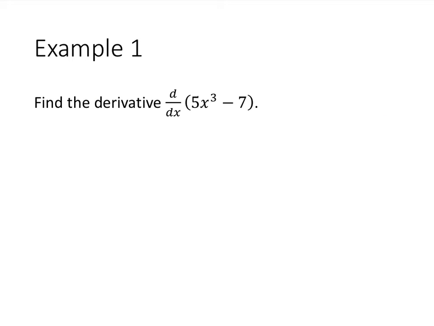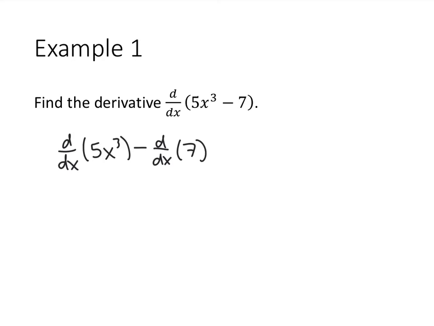Okay, so let's do an example. Let's put all of our rules together and take the derivative of 5x cubed minus 7. The first thing we need to notice is that we've got a subtraction. It's 5x cubed minus 7. So what we need to use is the difference rule. The difference rule says that you take the 2 derivatives separately. 5x cubed minus 7. So whatever the derivative of 5x cubed is, minus whatever the derivative of 7 is.